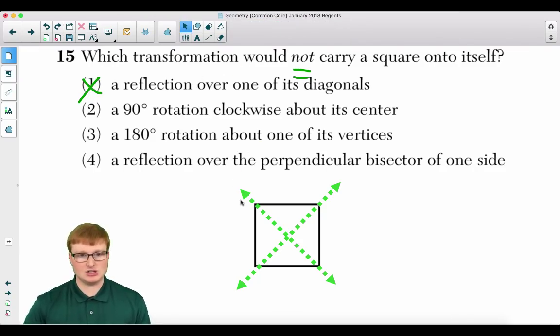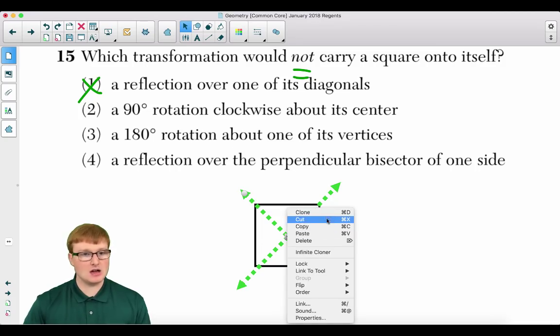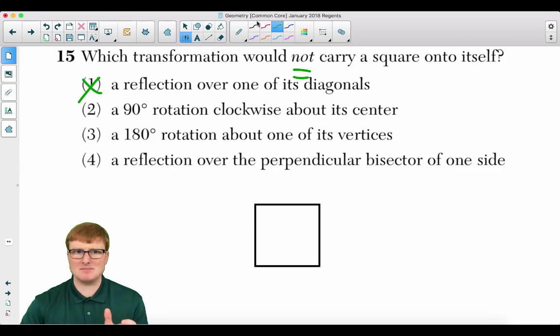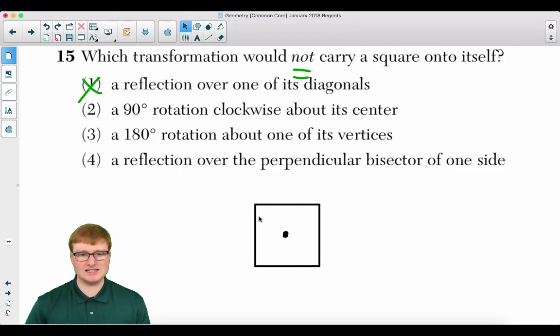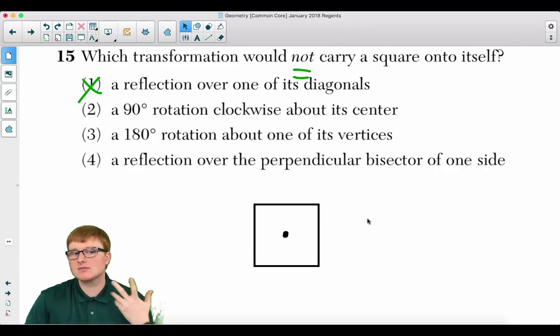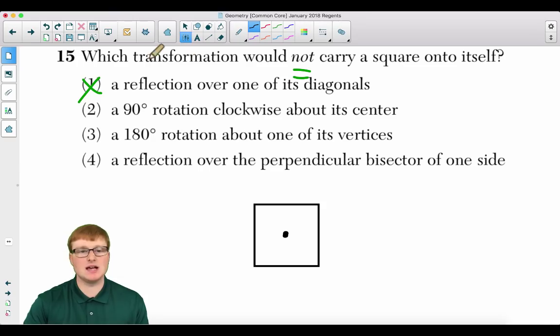So let's take a look at choice 2. I need to get rid of these things. Choice 2 says a 90-degree rotation clockwise about its center. So that center information is important. It's rotating around its center 90 degrees clockwise. So it's rotating like this around its center. Isn't that the same thing? Yeah. So it does map onto itself. So that is actually true. So that's not the answer. We're trying to find the one that's not true.